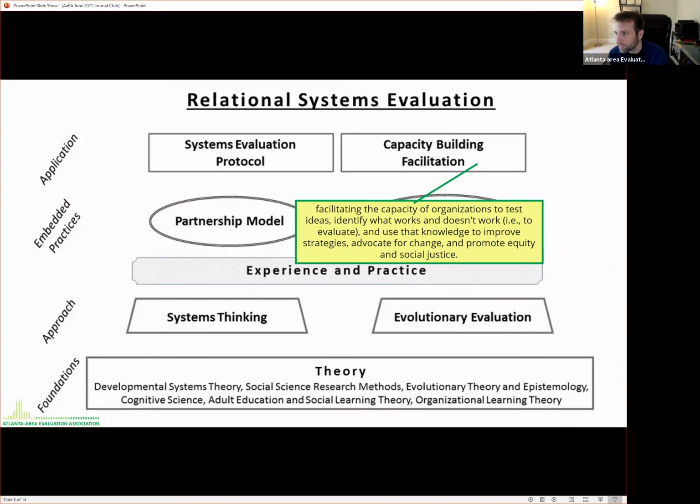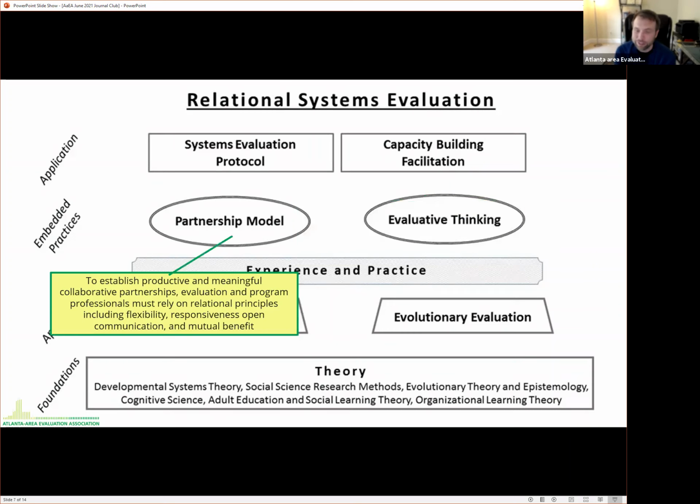Capacity building facilitation is probably not a unique term for all of you, but I figured I can't give a definition of all of these and leave this one out. This is facilitating the capacity of organizations to test ideas, identify what works and doesn't work, evaluate, and use that knowledge to improve strategies, advocate for change, and promote equity and social justice. So those are the applications we're talking about: building that evaluation capacity, and then this methodological assessment of a program, system, whatever it is that you're looking at.